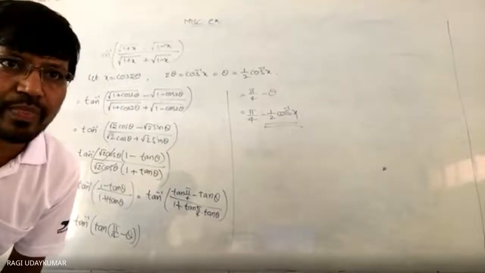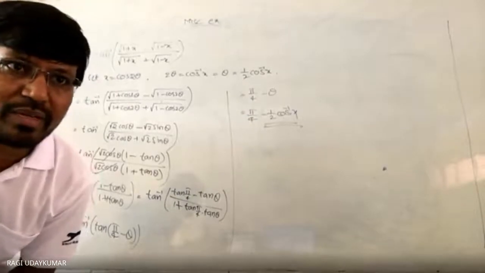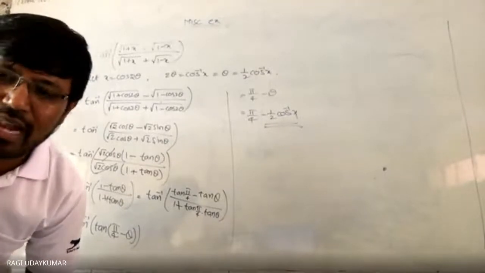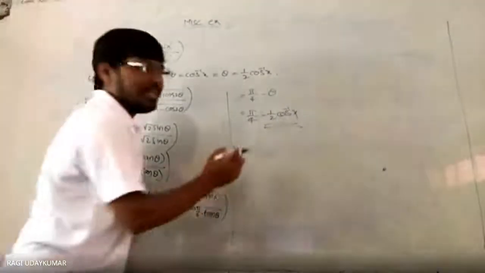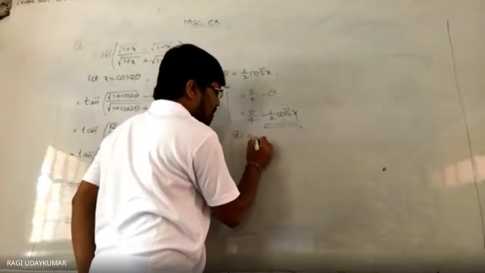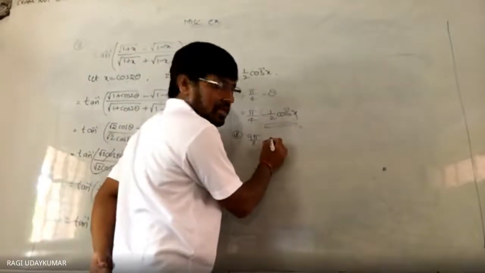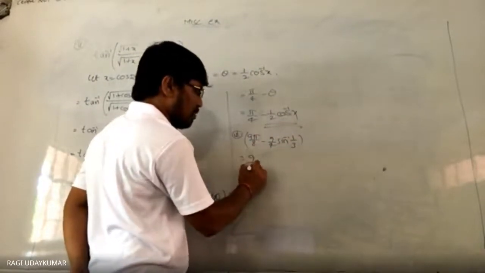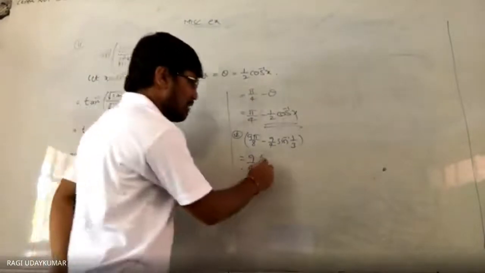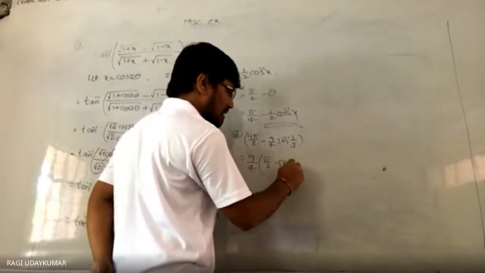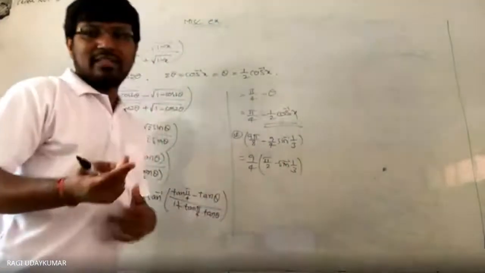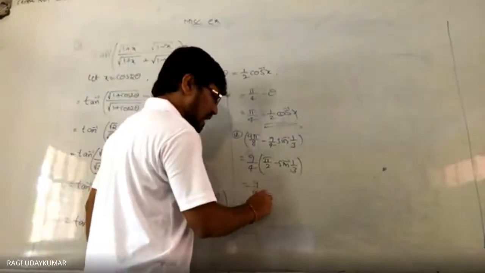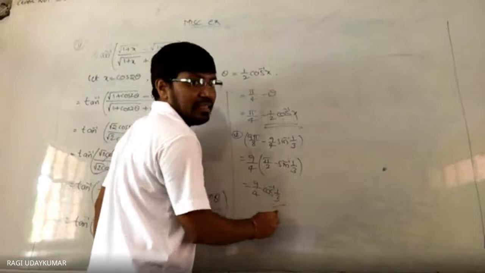So the next thing is this one, and the 12th problem is very simple. I think you can do it. Okay, one idea I will give you. In the 12th problem, what is given to you? 9 pi by 8 minus 9 by 4 sin inverse 1 by 3. If you take 9 by 4 common, pi by 2 minus sin inverse 1 by 3 is equal to cos inverse 1 by 3. So you are going to get 9 by 4 cos inverse 1 by 3.